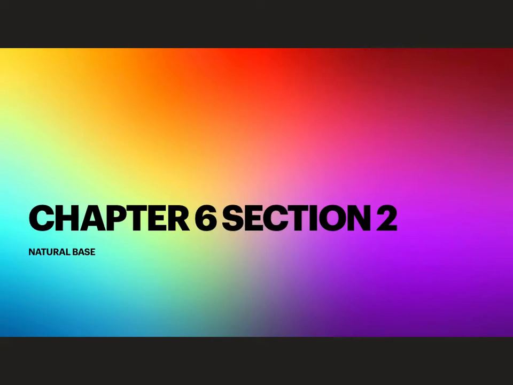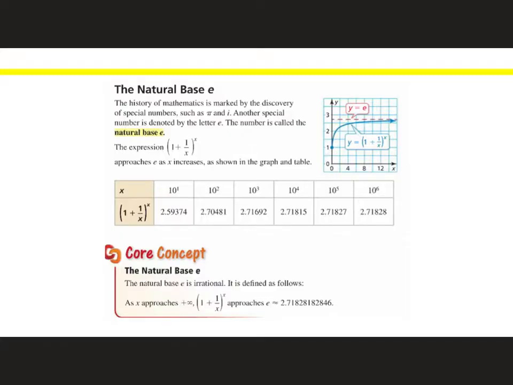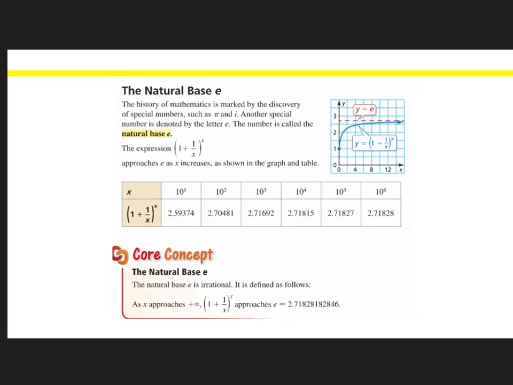So 6.2, we're going to learn about the natural base. Again, this kind of ties in with what we've been doing with our exponents and everything. The natural base e is what we're focusing on. This natural base, it's a button in our calculator. It's kind of like pi, but I guess the less popular version of pi.